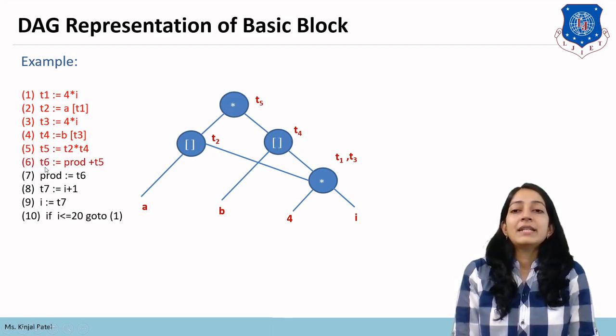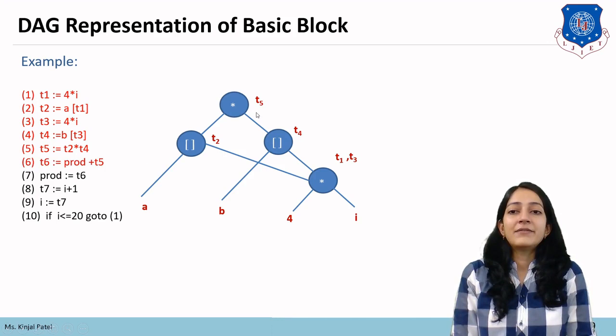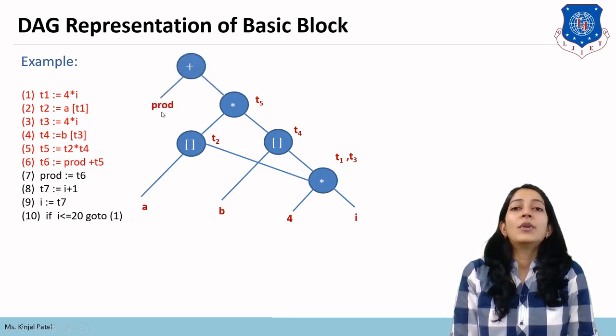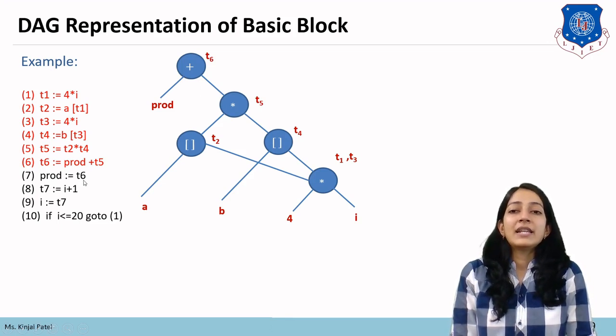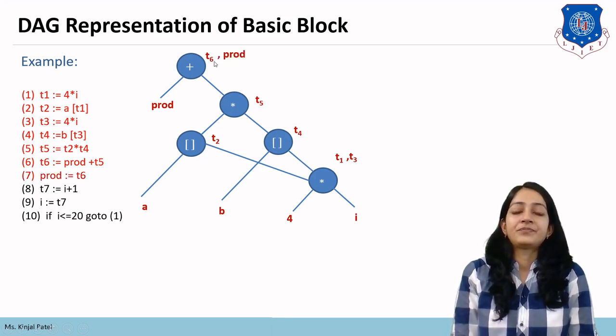Now the next statement is T6 equals production plus T5. Here is the T5 node, and we want to add this T5 with production. So production will become the left child of plus and the right child of plus is T5, and we assign this plus as T6. Now we assign this T6 to production, that means production equals T6. So T6, production.